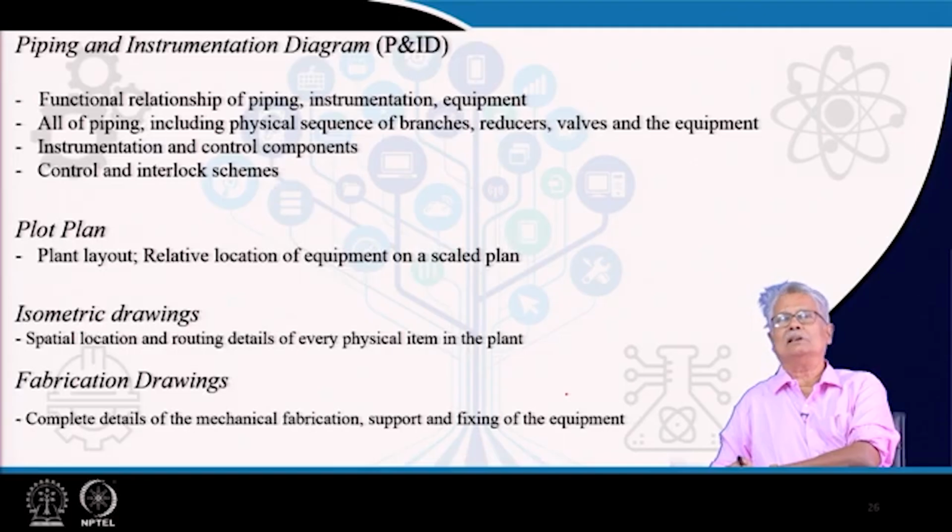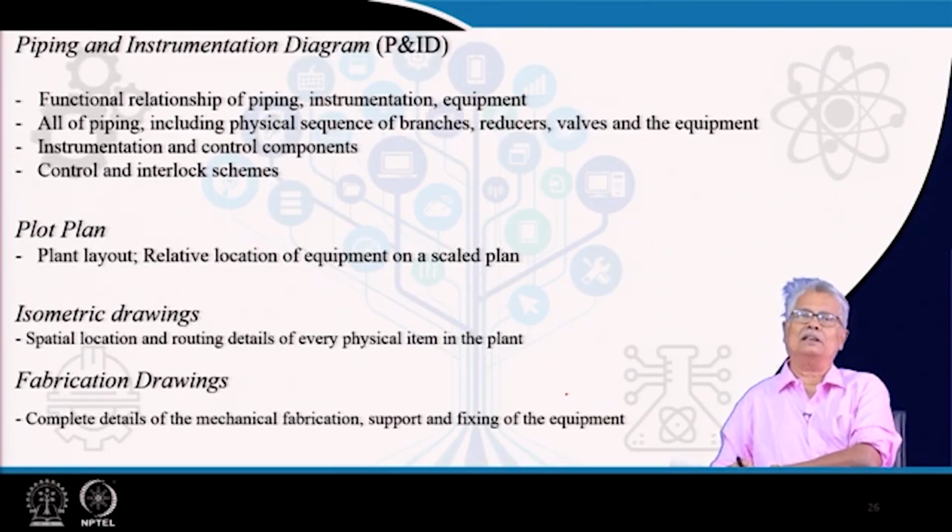Naturally, if you are to build a plant, you require a plot. So, the plot plan shows the plant layout, which definitely will be very clearly showing the relative location of the equipment in a scaled plan. For example, if you have a particular wind direction, a furnace usually is located downwind, so that any heat from the furnace does not affect your plant, or it is conducted away in a safe location.